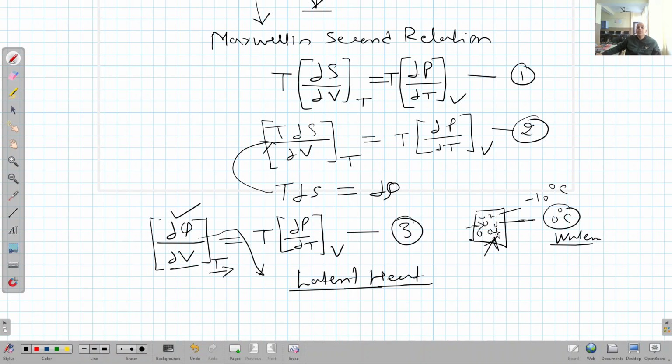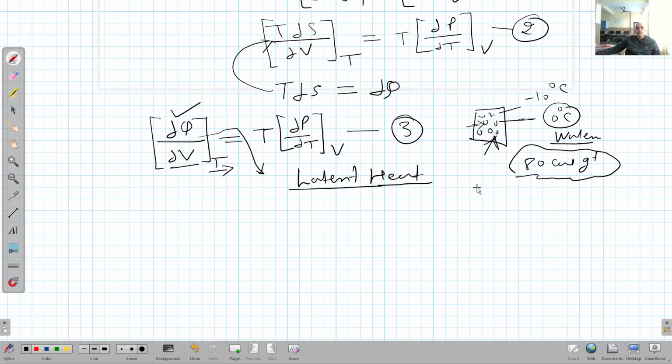Temperature is not changing, but the state of the material is changing, right? We know the latent heat of water at 0 degree Celsius is 80 calorie per gram, right? This amount of heat, approximately 80 calorie per gram, is utilized in changing water from solid to liquid phase, I mean from ice to water, right? So this is the interpretation of this equation number 3, right?